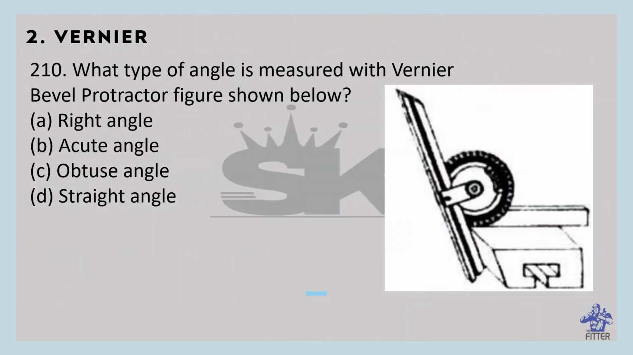What type of angle is measured with the vernier bevel protractor in the figure shown below? Here that is an acute angle. Acute angle means less than 90, right? You can see here, this is less than 90. So acute angle.